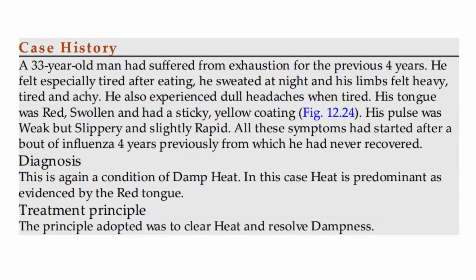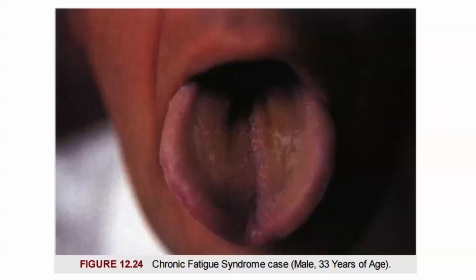This is again a condition of damp heat. In this case, heat is predominant, as evidenced by the red tongue. Principle, clear heat and resolve dampness. So we have here the tongue of the patient, the tongue picture. We could clearly see that the color is red with a very thick, sticky yellow coating.